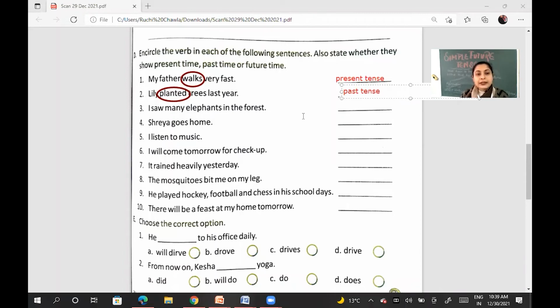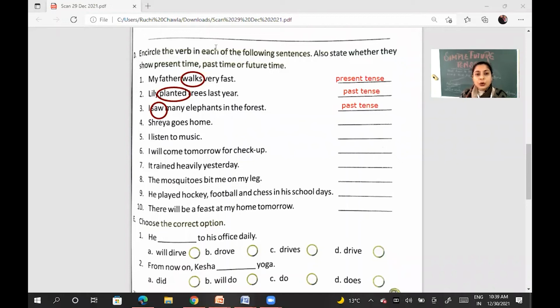Now, the next is, I saw many elephants in the forest. Now, what is the action word? Saw. And saw is the past form of the verb see. Alright. So, this sentence is in past tense.